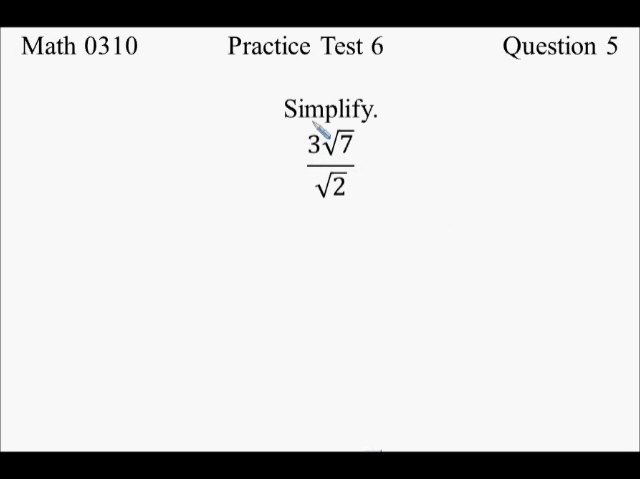Question 5 says simplify. We have 3 times the square root of 7 over the square root of 2. The reason we want to simplify this fraction is that in math generally we don't want to leave any type of radical in the denominator of a fraction. So since we have a radical expression here in the bottom of our fraction, in our denominator, we want to do something to simplify so that we don't have a radical in our denominator.